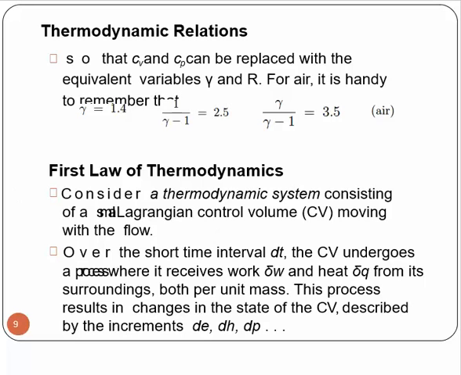Then we have the first law of thermodynamics. Let's consider a thermodynamic system consisting of a small Lagrangian control volume moving with the flow. Over a short interval of time dt, the control volume undergoes a process where work del W is done on it and heat del Q is added from its surroundings per unit mass. This process results in changes in the state of the control volume, described by the increments dE, dH, and dP.